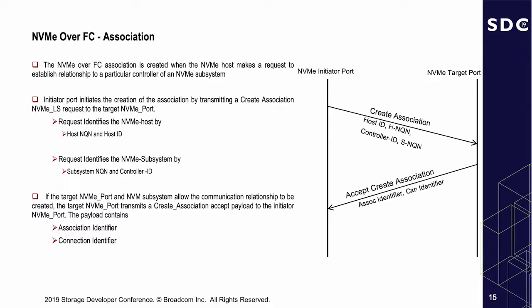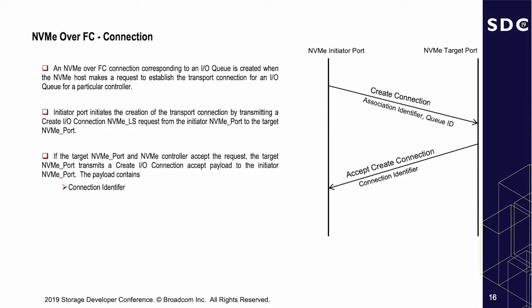So for NVMe FC, it starts with a create association. And here, this is where the admin queue is created. And if it is accepted, then you get an association identifier and a connection identifier. And then we start creating the IO queues.